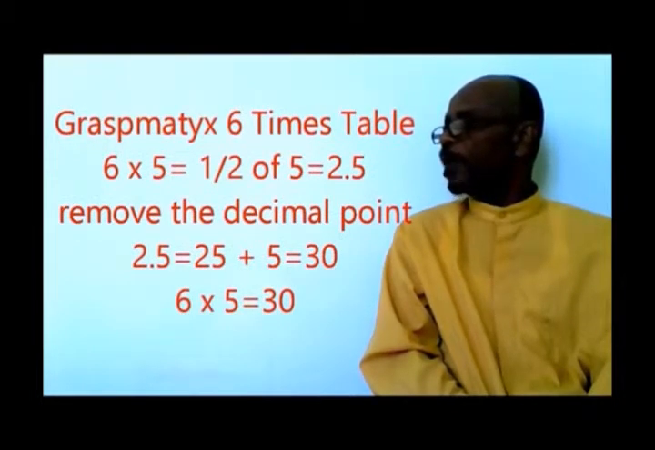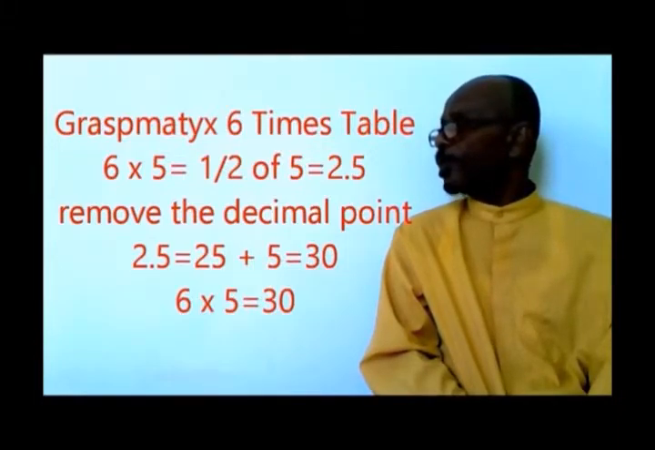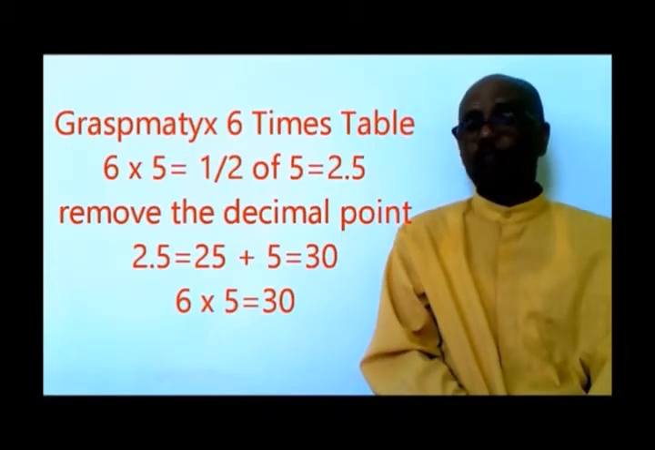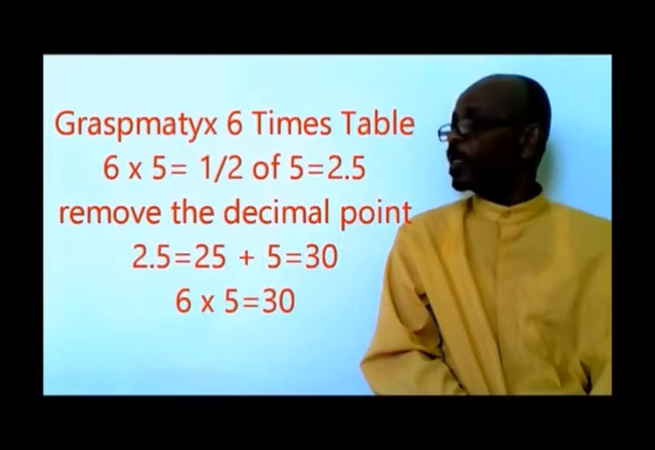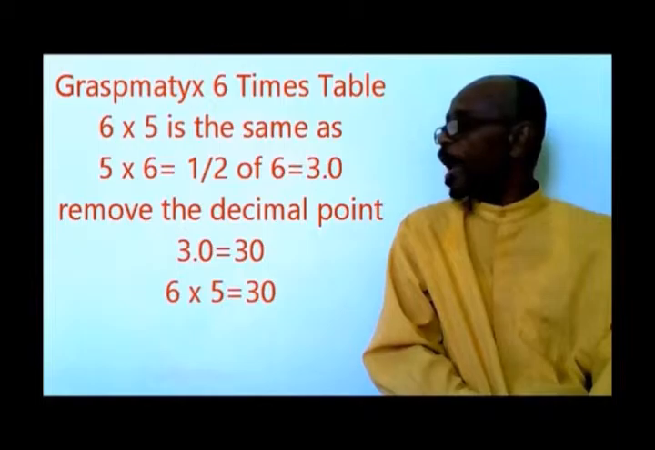Now look at 6 times 5. There are two ways you can do the 6 times 5. You can find the half of the 5, which would be 2.5. You remove the decimal point, you get 2/5, and you bring over the 5 and add it to the 2/5, and you get 3/0. The other approach is the reverse. 6 times 5 is the same as 5 times 6. Now, it's like finding 5 times 6. Let's find the half of 6.